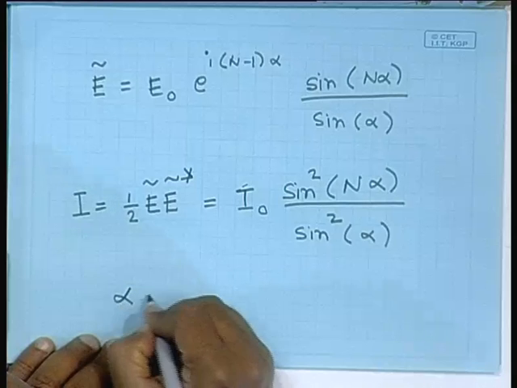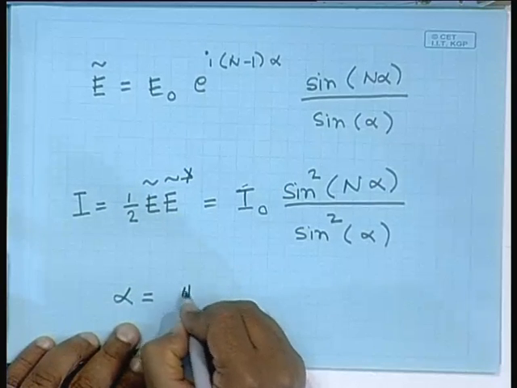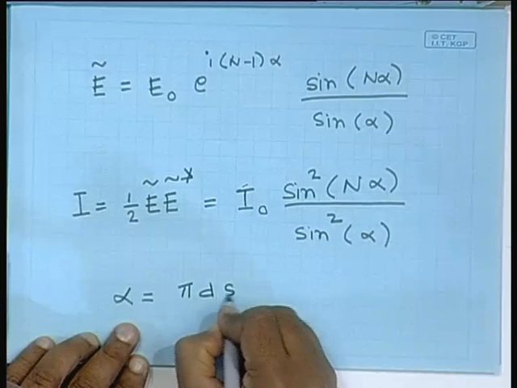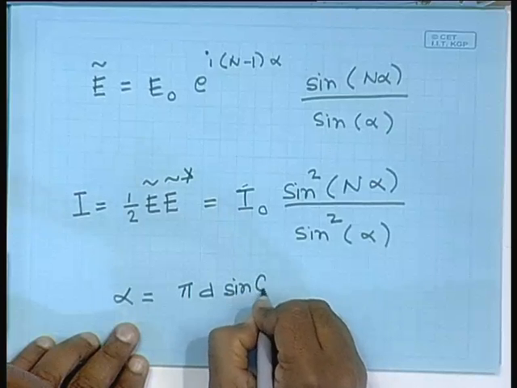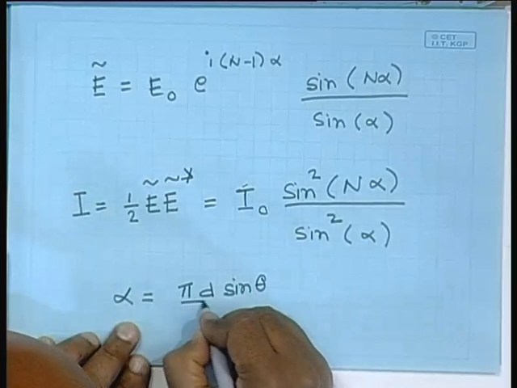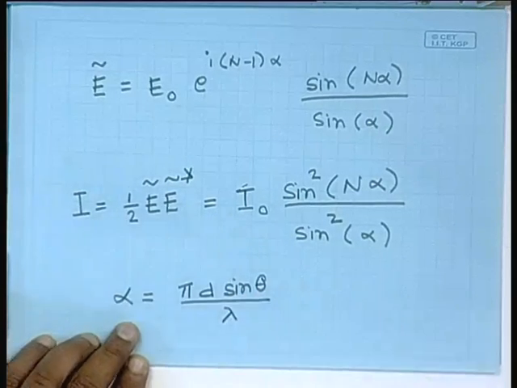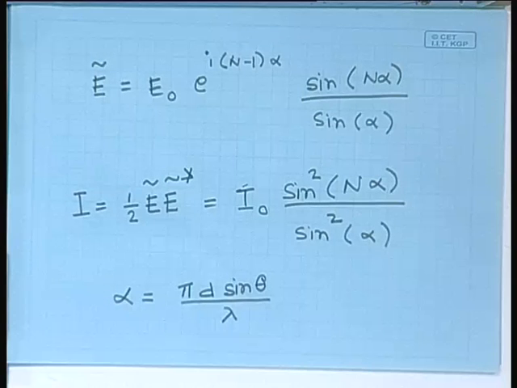Let me also write down here what alpha is. So, alpha is pi d sin theta by lambda. So, this is the intensity pattern.